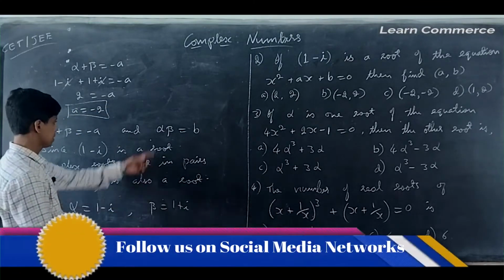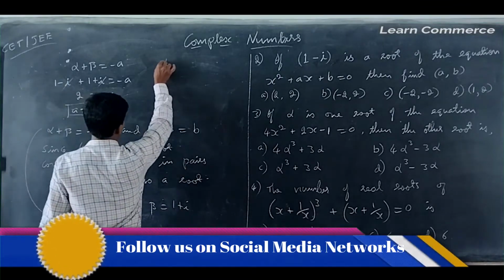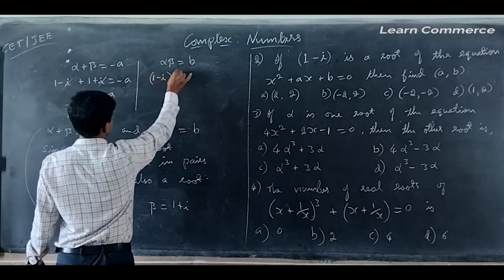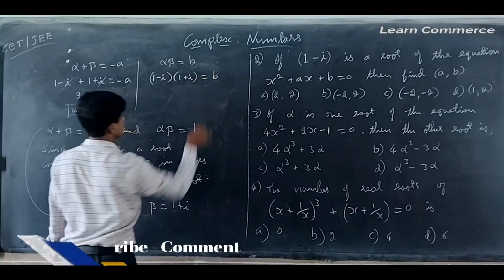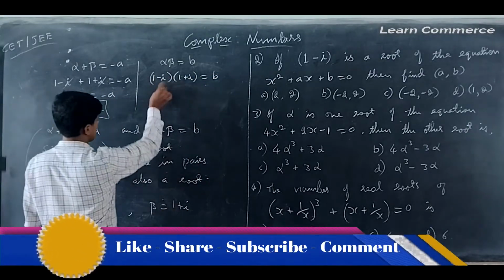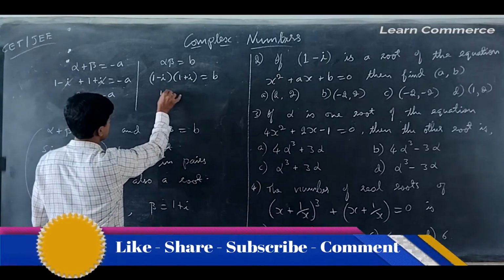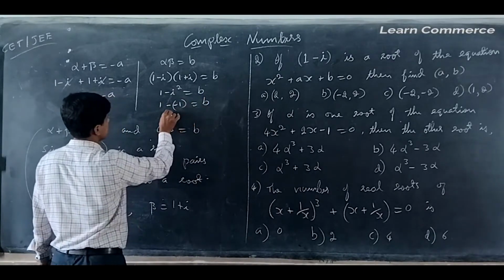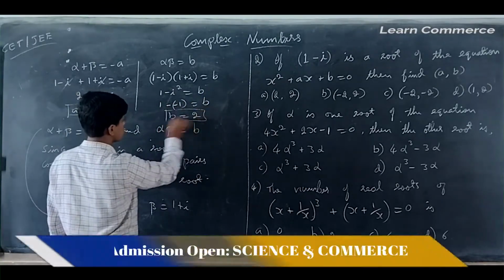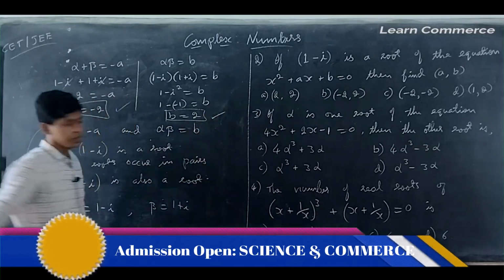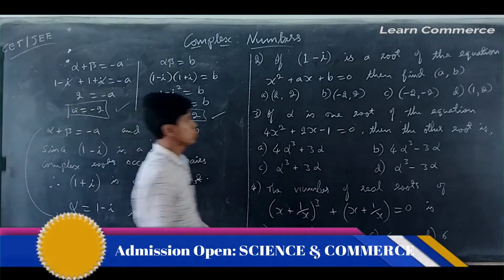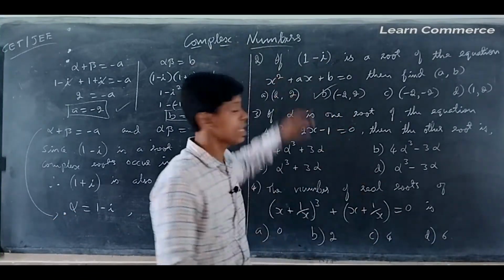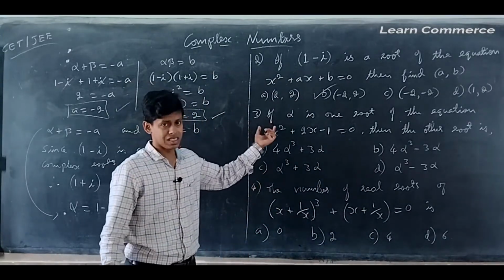So I got the value of a. Correct? Next, what is alpha beta? So alpha beta is equal to b. Alpha is 1 minus i into 1 plus i, and that is b. So I just have to multiply a plus b into a minus b, therefore a square minus b square. So that is 1 plus 1, which is 2, right? Therefore a comma b is minus 2 comma 2. So minus 2 comma 2 is option B, and that's your answer for the second question. So let's move to the third question.